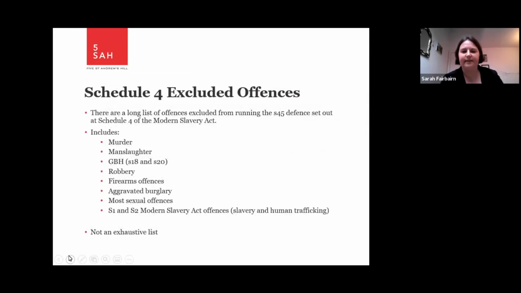There are a list of excluded offences in Schedule 4 of the Act. Now this is a long list, and it's not an exhaustive list that is up on the slide here, but any offences which appear in Schedule 4 are offences in which you cannot run the Section 45 modern slavery defence. So as you can see, that includes murder, manslaughter, both Section 18 and Section 20 GBH, robbery, firearms offences, aggravated burglary, almost all sexual offences, and both slavery and human trafficking offences within the Modern Slavery Act itself. As I said, that's just some of the most common offences, but always check Schedule 4 if you have a potential Section 45 case to make sure it's not excluded. So moving on, thank you.